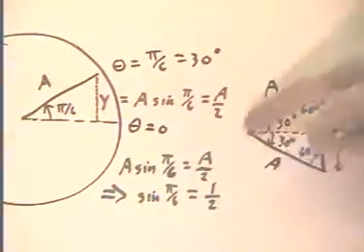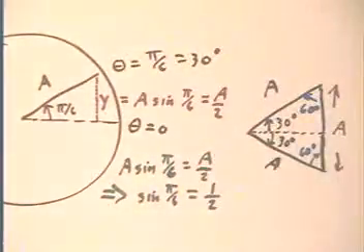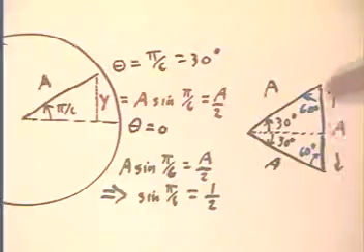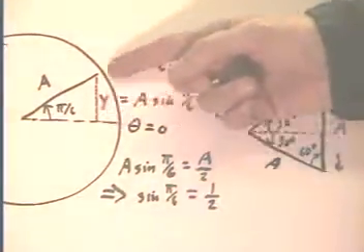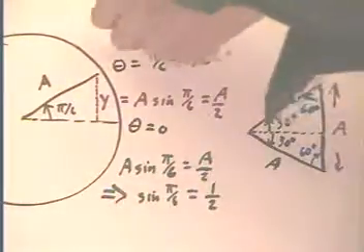This side is A, this side is A, because each of these sides is nothing but the radius of the circle, so this side has to be A. Now since these triangles are identical, this distance and this distance are identical, so each of these distances from here to here and from here to here is half of A. So this side is 1/2 of A. But of course this side is just y. So that's why we say that y equals a over 2, and how we get sine of pi over 6 equals 1/2.